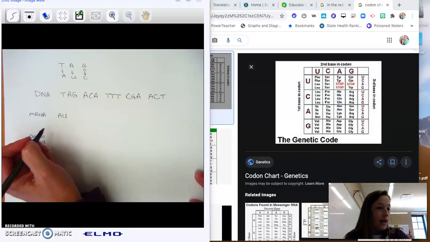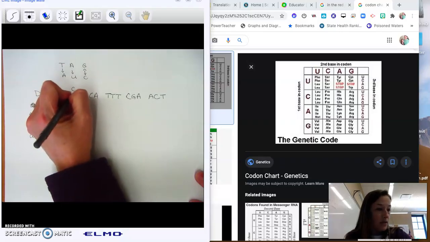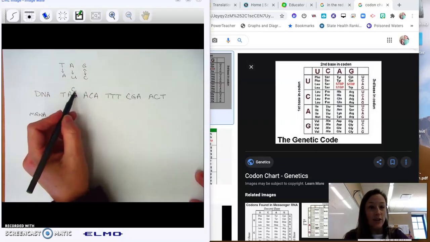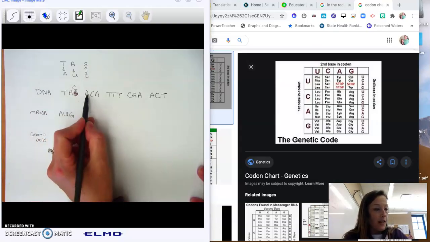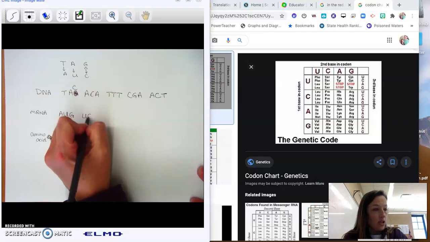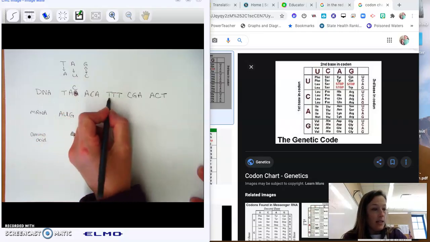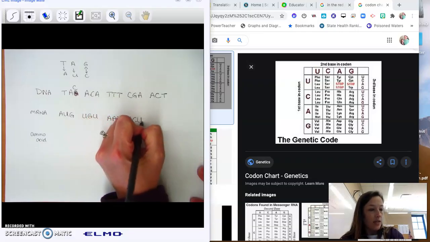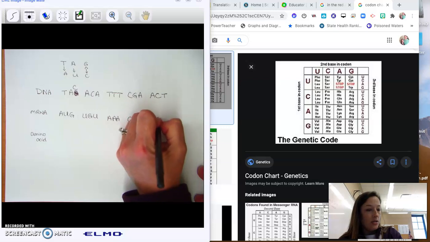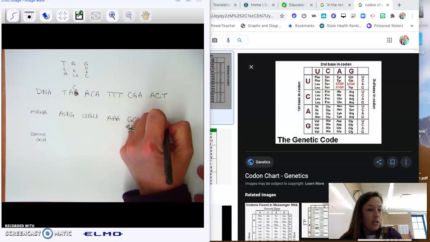And wherever we have a C, you'll have a G, because I want this to be the start codon. Okay? Then A goes to U, C goes to G, A goes to U. TTT is going to be AAA. C goes to G, G goes to C, A goes to U, A goes to U, C goes to G, and T goes to A.